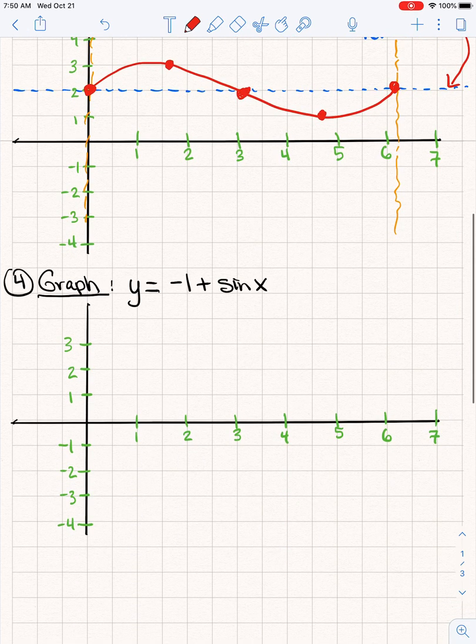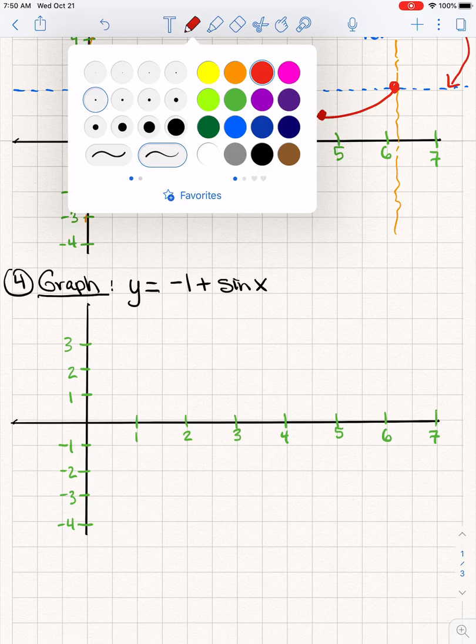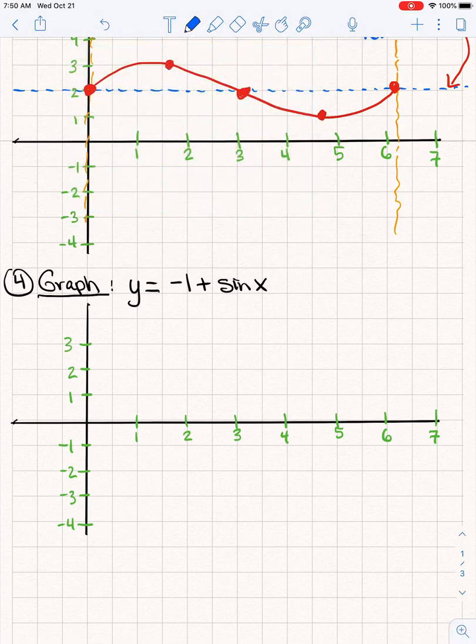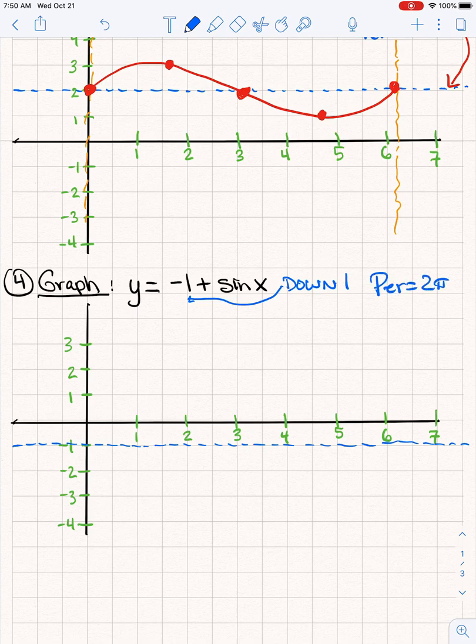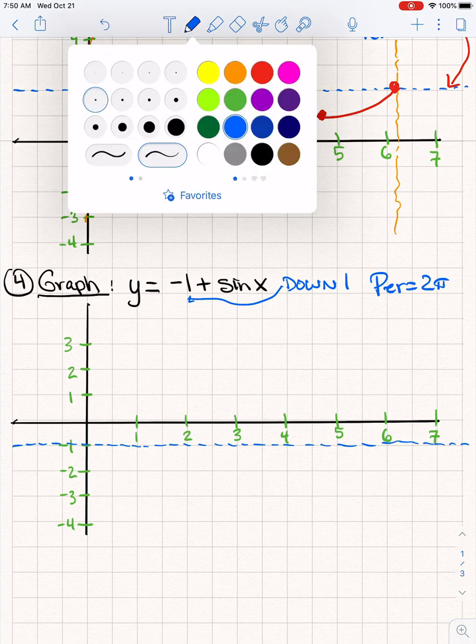All right, one more. See if I can do it without having issues with the pen. This one we have a -1 in the front, so that's going to tell us to shift down 1. So take that midline, drop it down. We're going to take the x-axis and go down. So there it is. Then from there, that's the only kind of transformation. We still have a period of 2 pi. So we should be able to do our graph.